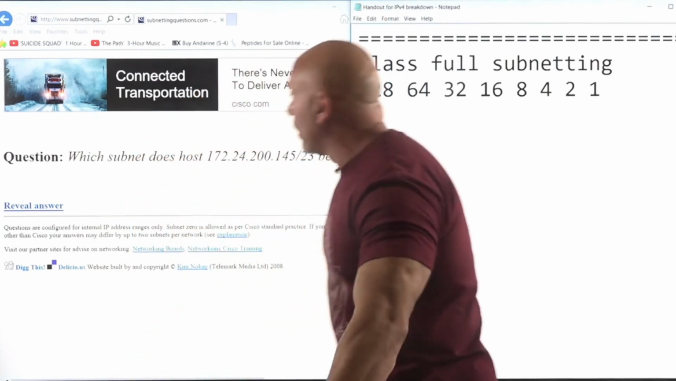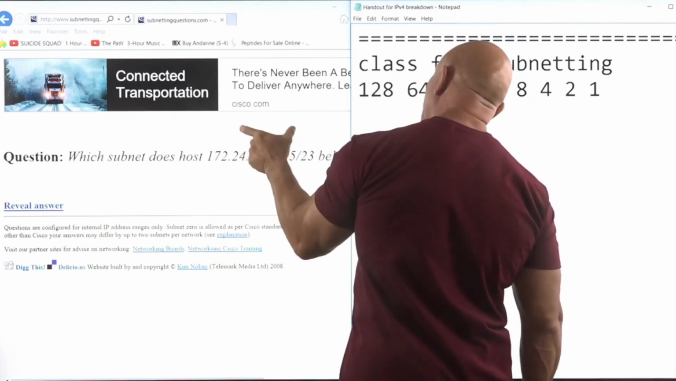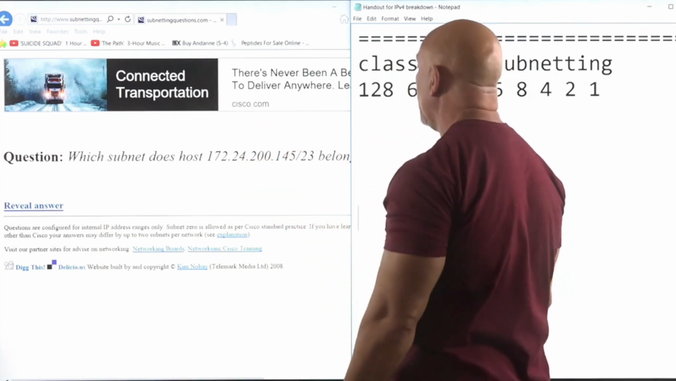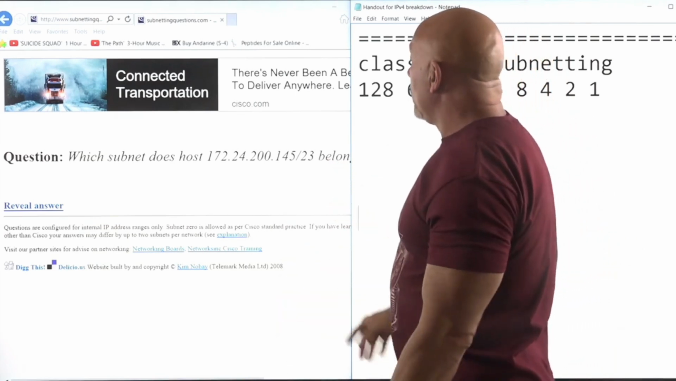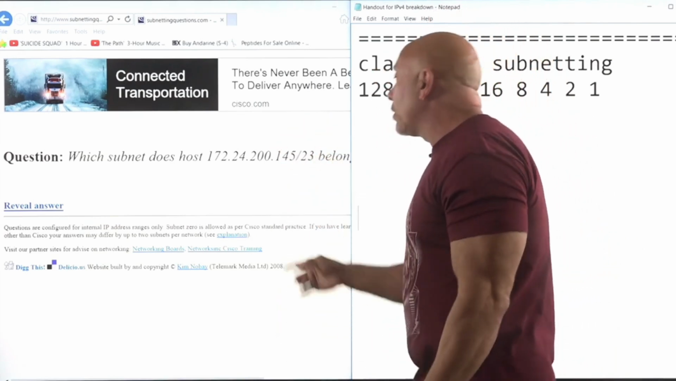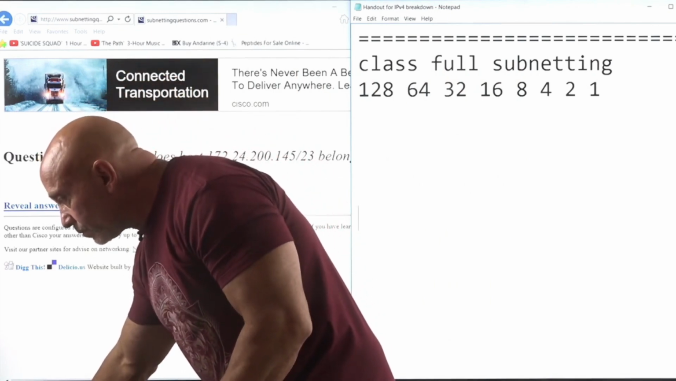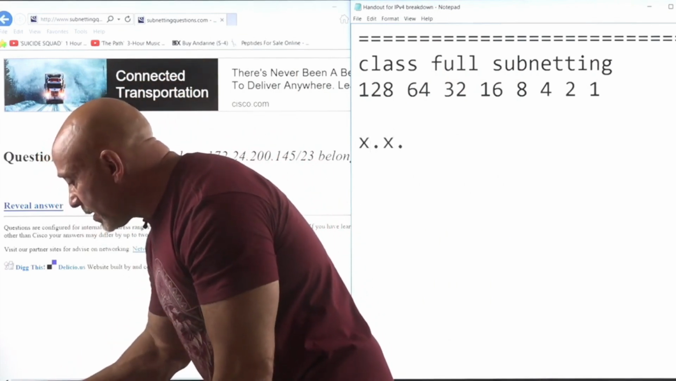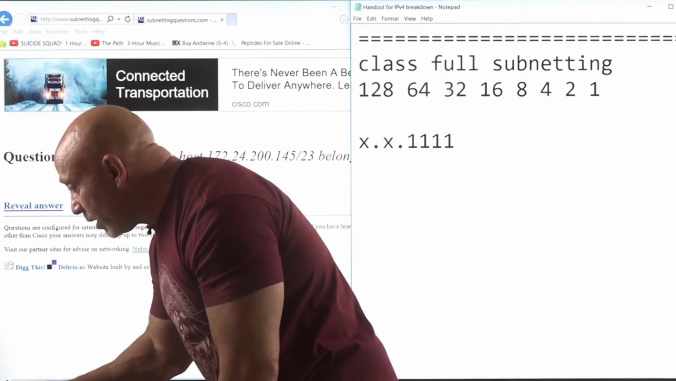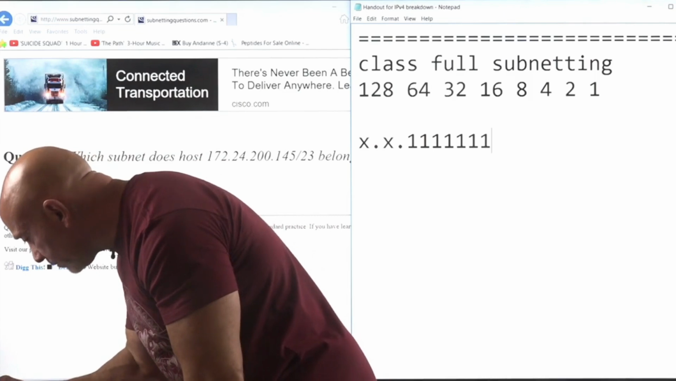Okay, so it's asking us, which subnet does this particular host belong to? Which network? So 23, you know you're working on the third octet, because you have 8 on plus 8 on plus 17, 18, 19, 20, 21, 22, 23. Hey, look, it's just like the first problem. Where's the line?